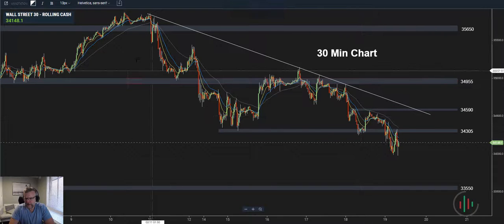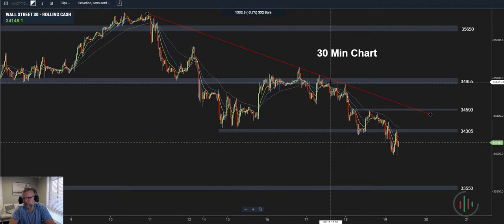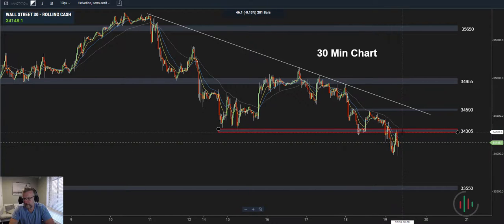So yeah, this one here, either way, longer term, it's pressing down. You're holding lower highs. We hold this 34,955, say 35 area, down to 34,590, and now we're breaking through that 34,305 and heading south on its way, I think, to 33,550.